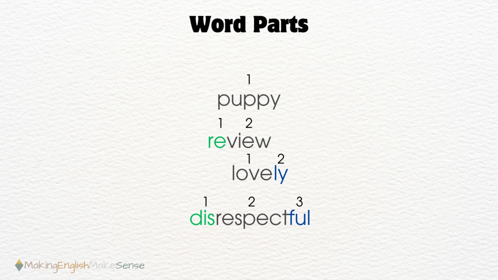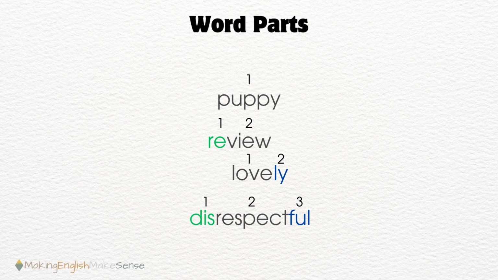Today, let's talk about word parts. The word puppy has one part. The words review and lovely have two parts. And the word disrespectful has three parts.